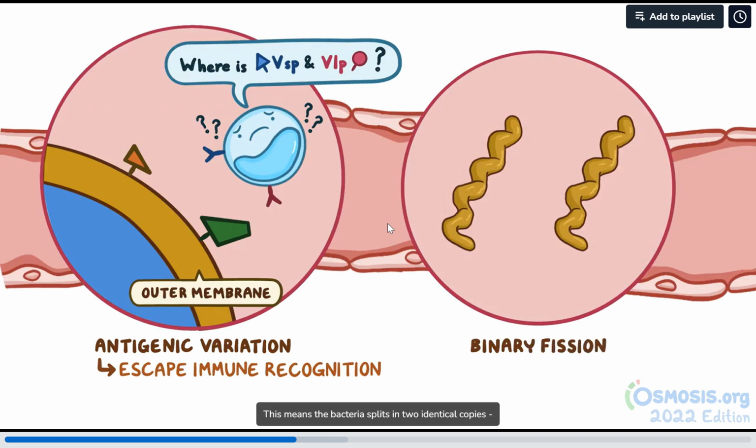This means the bacteria splits into two identical copies, and if it sounds similar to mitosis, well, it is. But the term binary fission is used to describe division of prokaryotic cells, which don't have a nucleus, and therefore some steps in replication are different from mitosis.